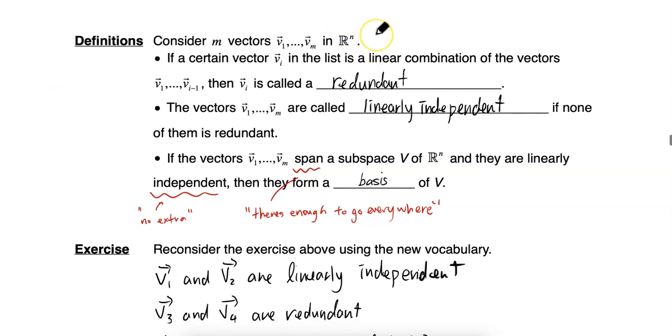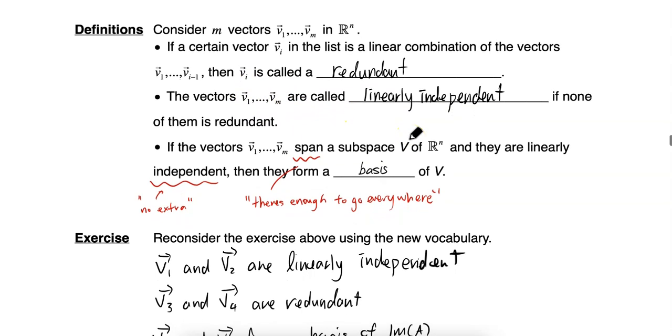So if we have m vectors in a list of vectors, and if one in the list is a linear combination of the ones that come before, so vi, in the example above, this would be v3, the third column, which is a linear combination of v1 and v2, we say that it is redundant. If we have a group of vectors where none is redundant, then we call them linearly independent. So no combination of any vectors can yield one of the vectors in this list.